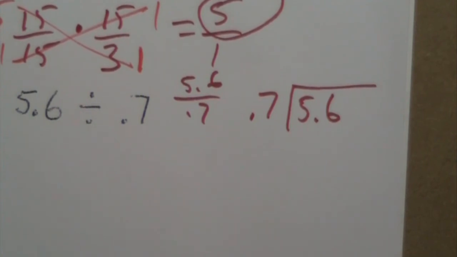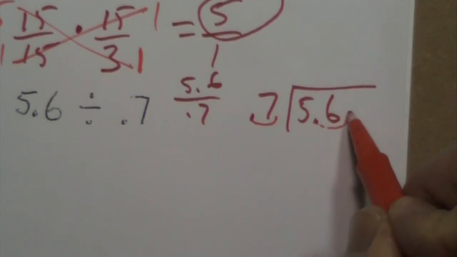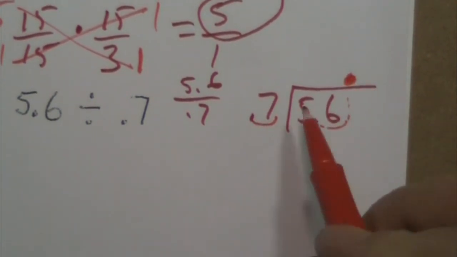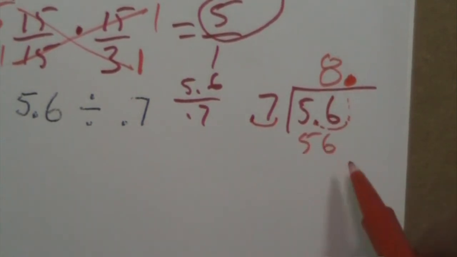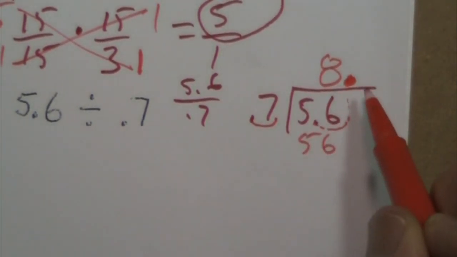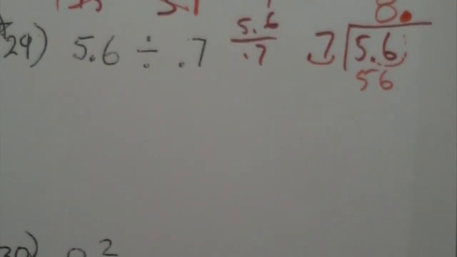And if you move the decimal over one space, move this decimal over one space, and then bring it straight up. Now you just have 7 into 56. That's 8. 7 times 8 is 56. The answer is 8.